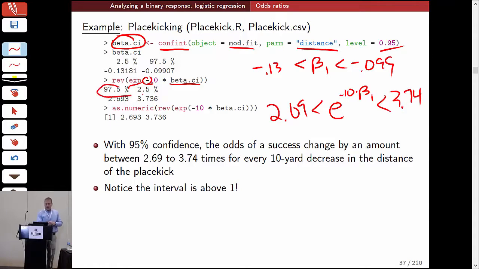There are some annoying labels that come along with this. So if I use the as.numeric function in R, that's one way that you can just strip out those labels. So then the interpretation is, with 95% confidence, the odds of success change by an amount between 2.69 and 3.74 times for every 10-yard decrease in the distance of the placekick. Now, for football fans, we probably knew that the shorter the placekick, the higher the odds of success, the higher the probability of success. But what this does is help to quantify it.